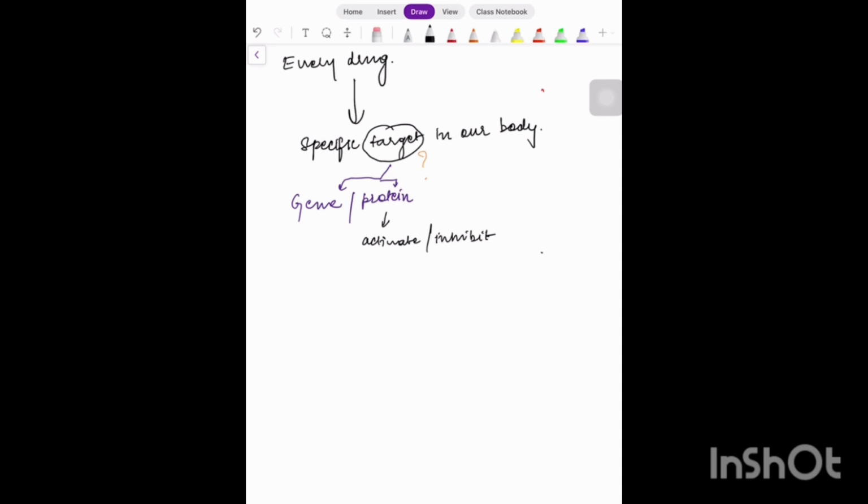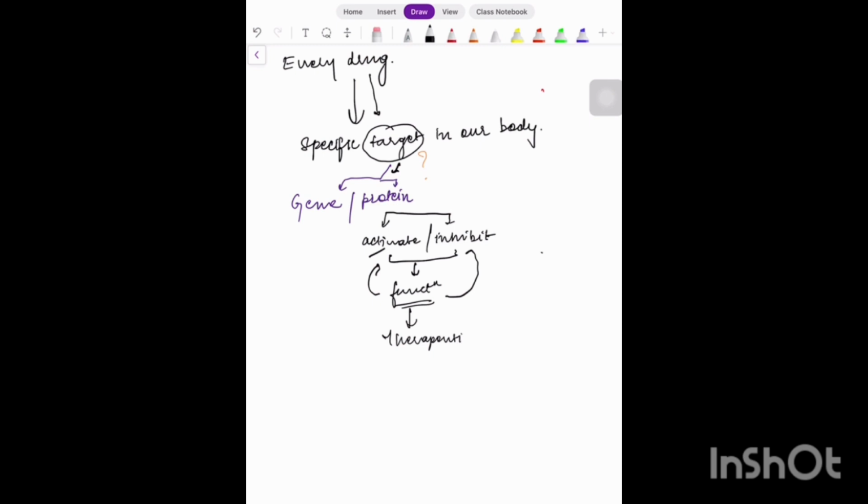So you found out a target, there is a drug, and it hits the target. That target, most of the time, would be a protein, and it will either activate something or inhibit something. By doing either of these things, that particular function gets affected. Either that function will be activated or inhibited, and by this a therapeutic effect could be observed.